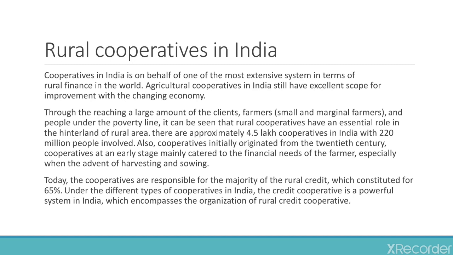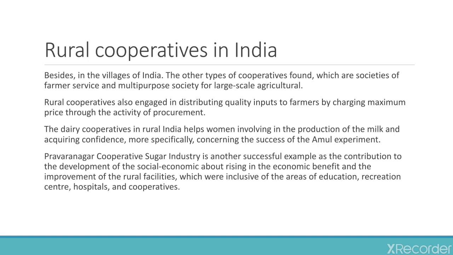Also, cooperatives originated in the 20th century. Cooperatives in the early stage mainly met the financial needs of farmers, especially in harvest and sowing seasons. Today, the cooperatives are responsible for the majority of rural credit, which constitutes 65%. Under the different types of cooperatives in India, the credit cooperative is a powerful system which encourages the organization of rural credit cooperatives. Besides, in the villages of India, other types of cooperatives are found, which are societies of farmers services and multipurpose societies for large scale agriculture.